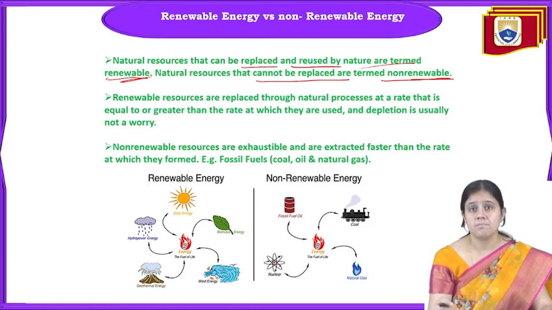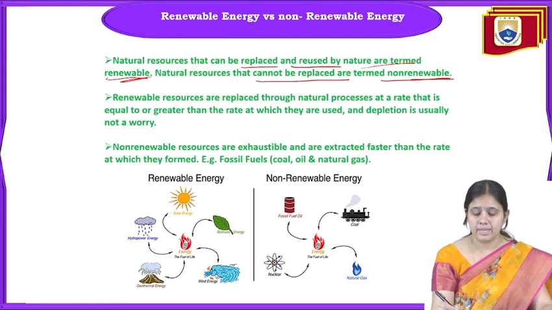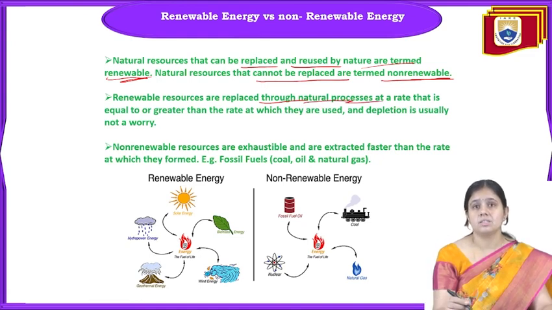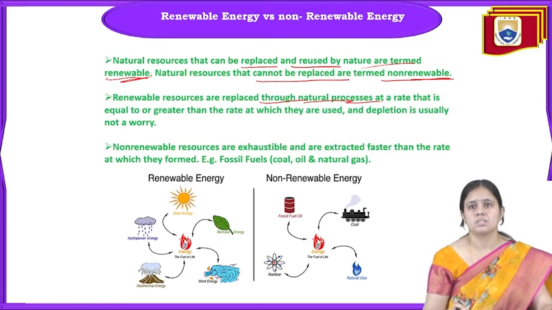So this is a very important point about renewable resources: they can be replaced through natural processes at a rate that is equal to or greater than the rate at which they are used, and their depletion is usually not a worry. Now, non-renewable sources are exhaustible and are extracted faster than the rate at which they are formed.